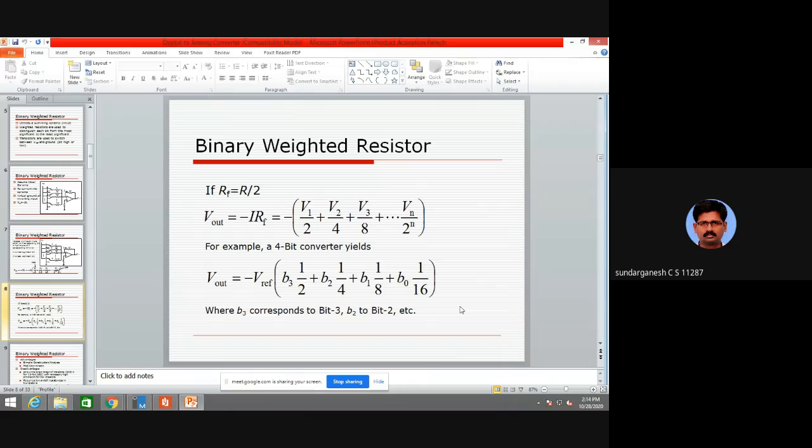For example, a 4-bit converter produces an analog voltage V out equal to minus V reference times (B3 by 2 plus B2 by 4 plus B1 by 8 plus B0 by 16), where B3 is the most significant bit, and B2, B1, B0 follow and so on.